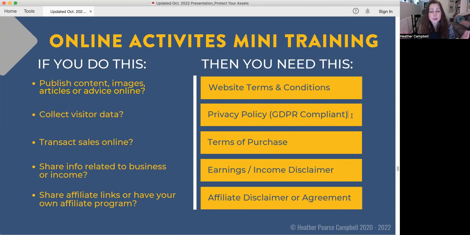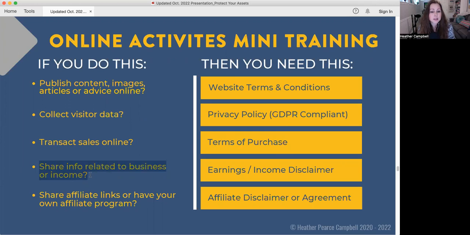You're making all the disclosures that you are required by law to make around what you do with other people's information. If you transact sales online, you need terms of purchase that are specific to those sales. That's different than regular website terms and conditions. Not everybody buys from you. Some people show up and look, or they consume the free stuff. For the folks that buy, you need terms of purchase that are specific to those purchases.